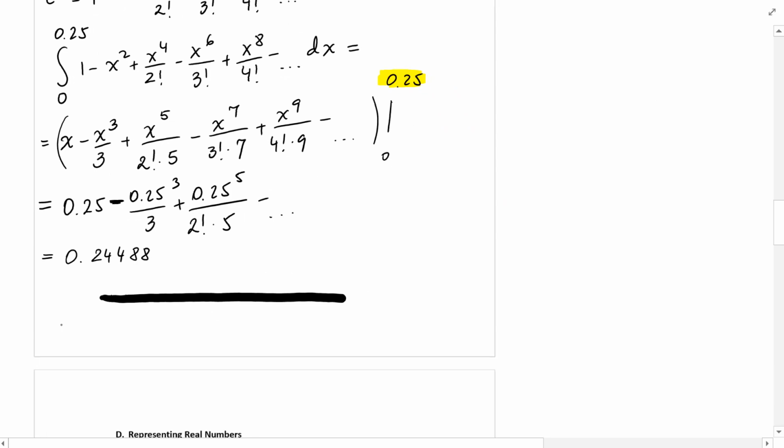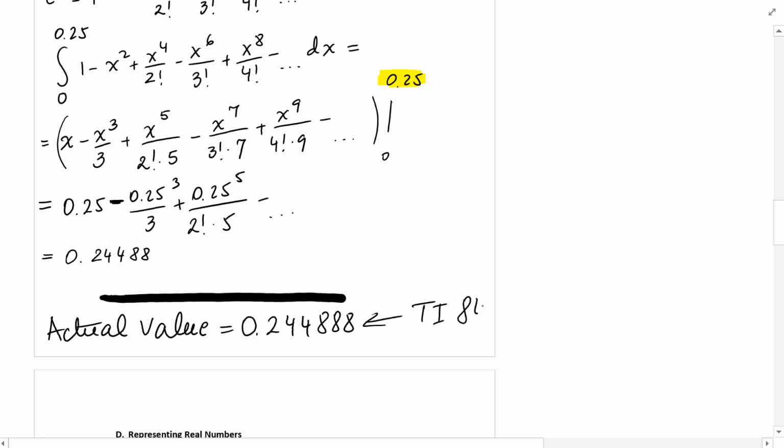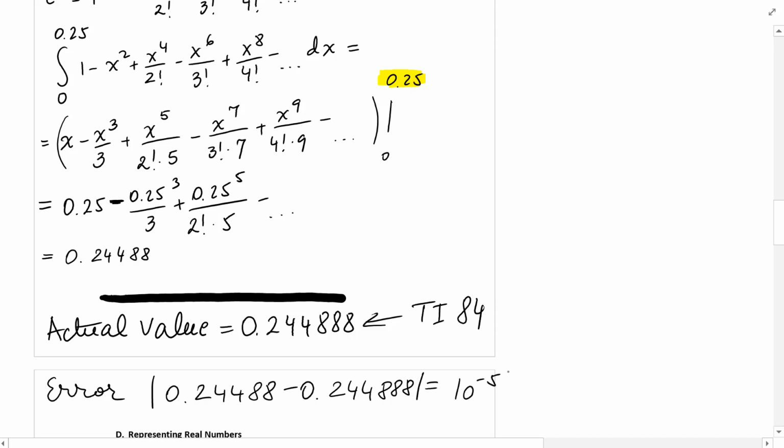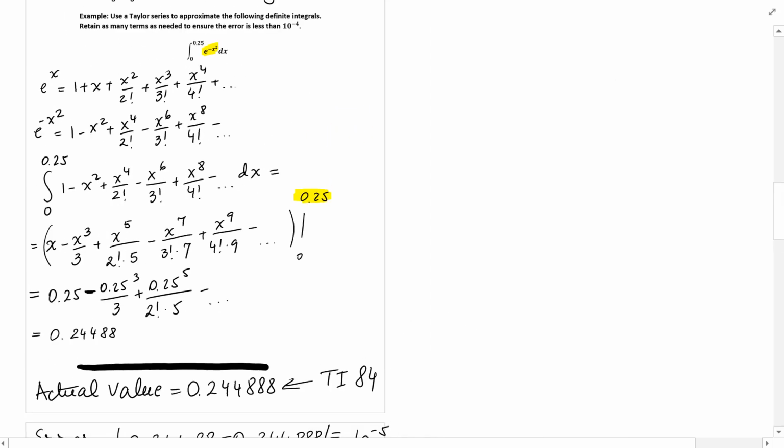0.24488. Now, the actual value is equal to 0.244888. This was calculated with a TI-84. And so if we calculate the error, it is actually 0.24488 minus 0.244888. It's in absolute value, so no matter which direction you go, you get 10 to the negative 5.